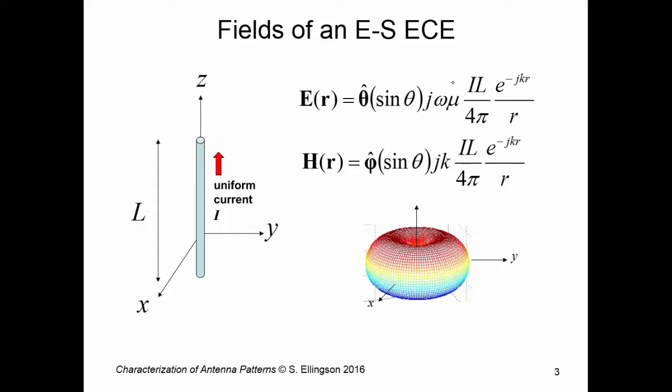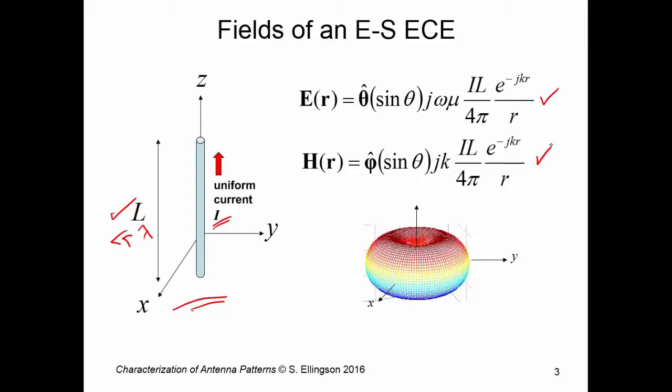Okay, first, a reminder about the fields of an electrically short electric current element. Here I've drawn it in the Cartesian coordinate system with the current element aligned along the z-axis. The length of the current element is L, and because it's electrically short, we're saying it's much, much less than a wavelength in length. And the current is directed upward with current I. So here is the electric field that results from that electric current element, and here's the magnetic field intensity that results from that current element.